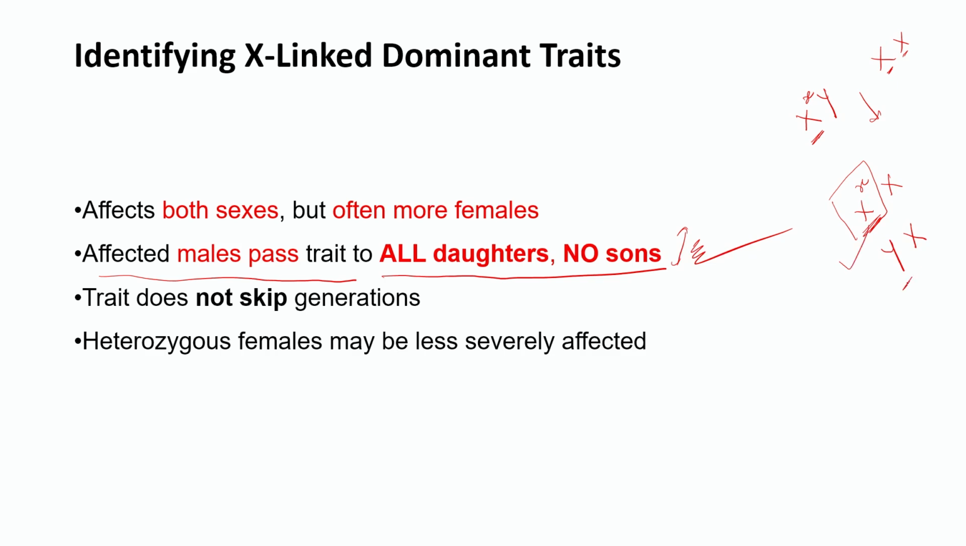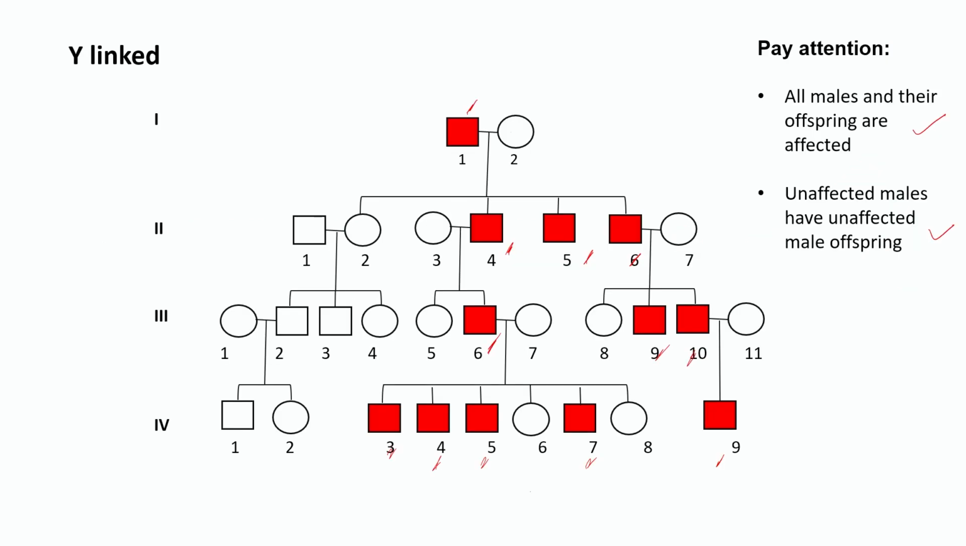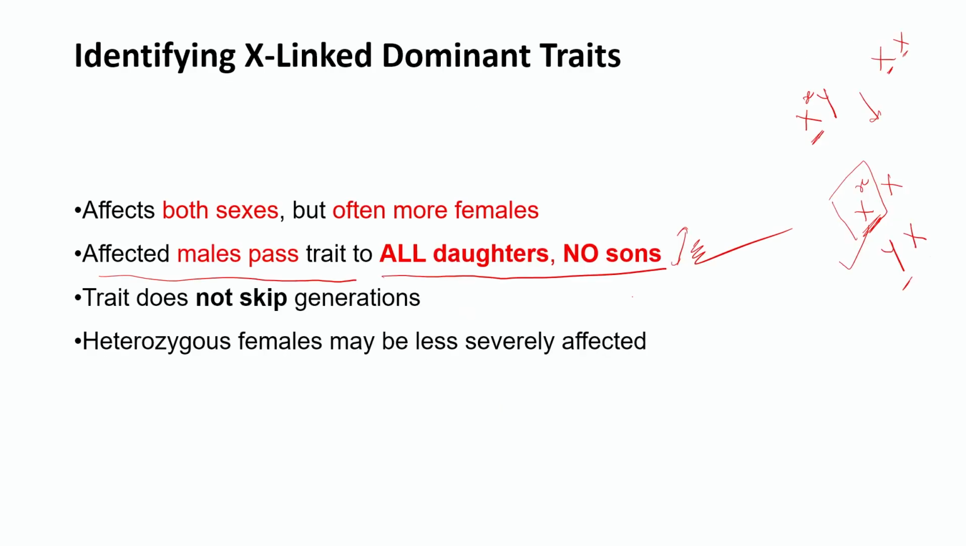But sons will not, because it is not Y-linked and the Y chromosome is normal. The X they are receiving is from their mother. So no son. All daughters, just the opposite. Here all sons, no daughter in case of Y-linked inheritance, and here all daughters, no son. And this kind of pattern you don't see in autosomal dominant.